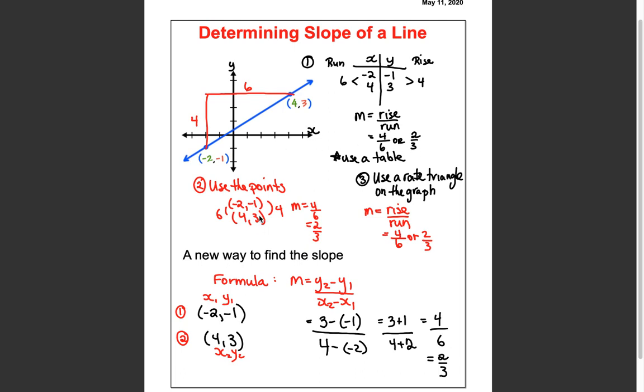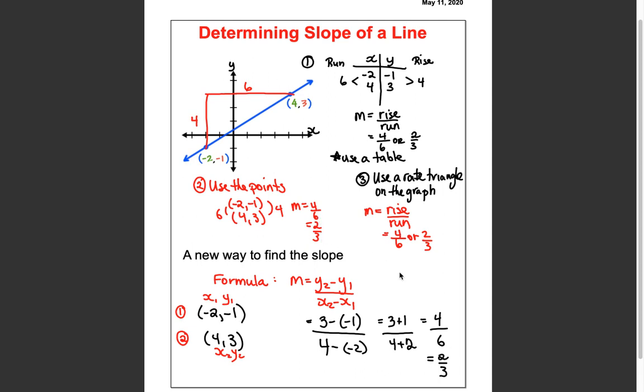Or I could just look purely at the points without drawing my table. So I could just write my points like this. And I know to go from -1 to 3, I have to rise 4. To go from -2 to 4 on my x's, I have to run 6. So my slope would be 4 over 6, which is 2 over 3.